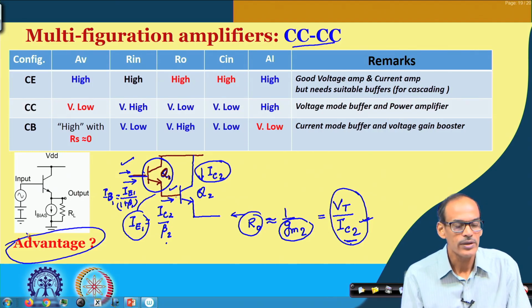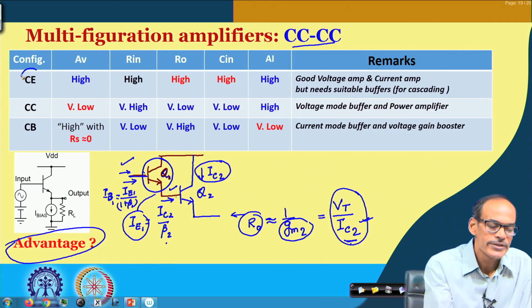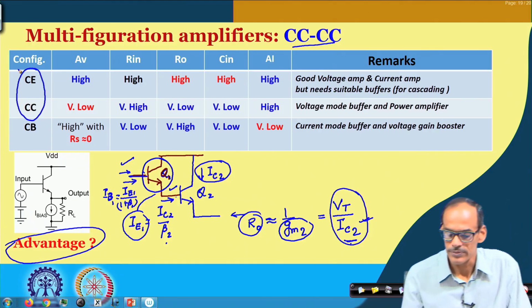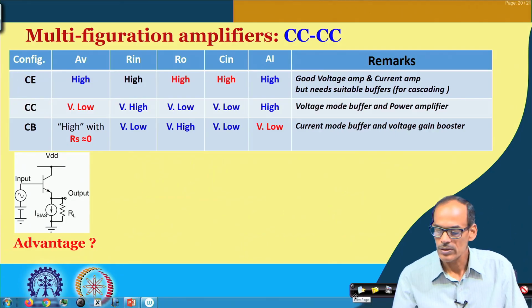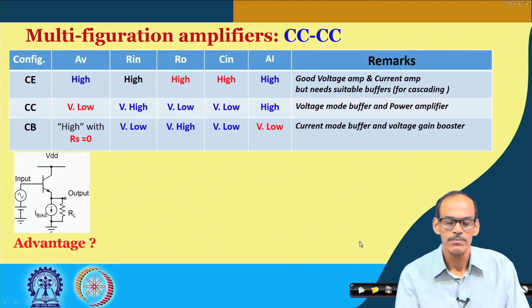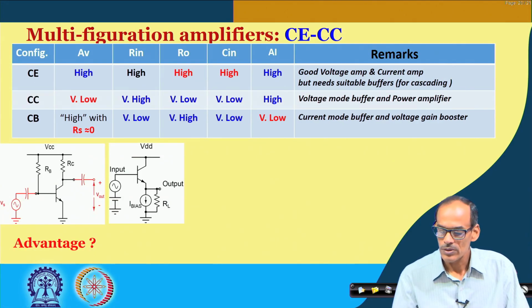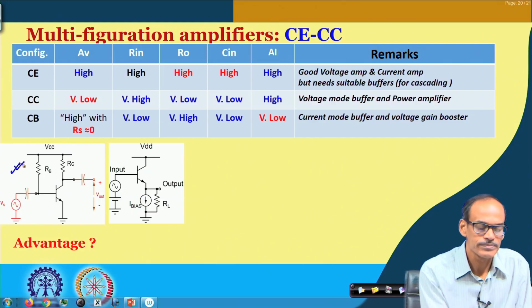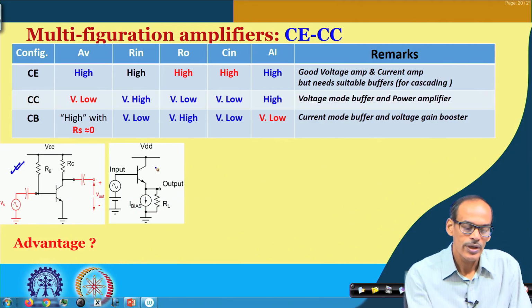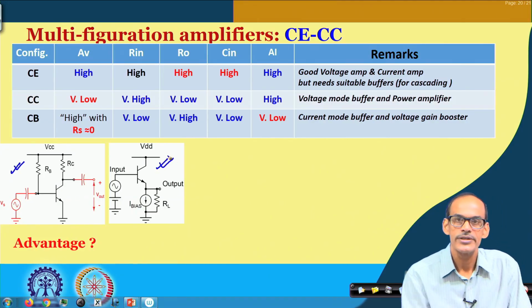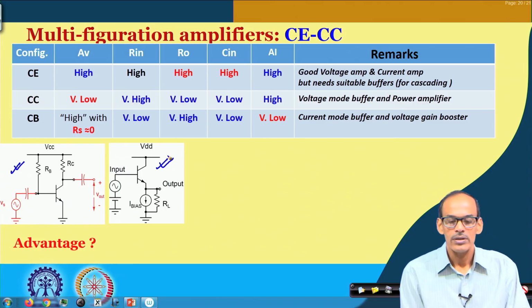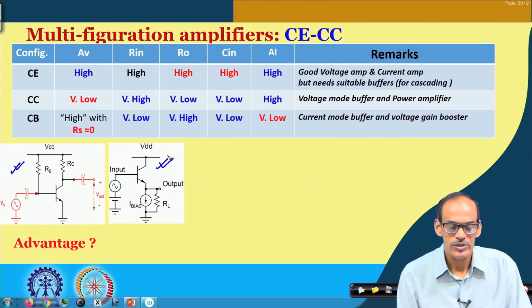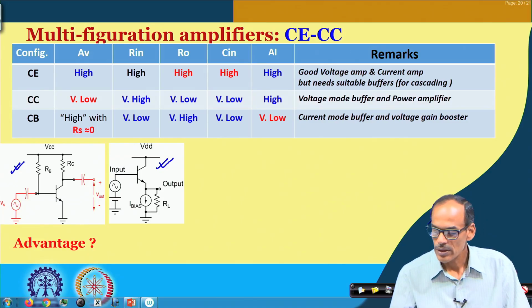Now, let us see the other configuration, namely CE and CC, mixing across different configurations. We have the CE stage circuit here, the CE configuration, and then we also have the CC configuration, and let us see how they can be mixed together to get the combined circuit.